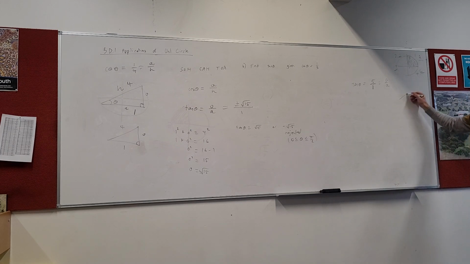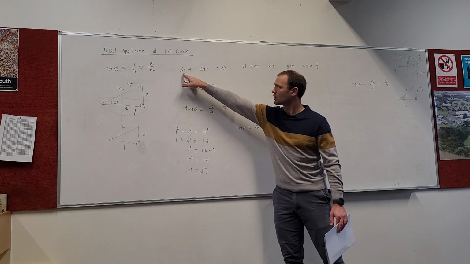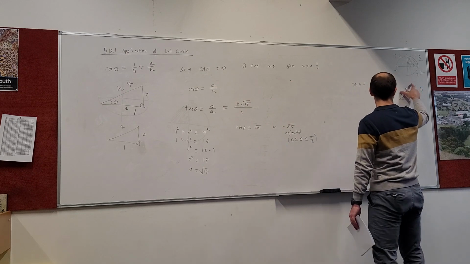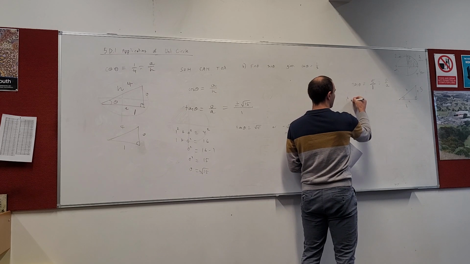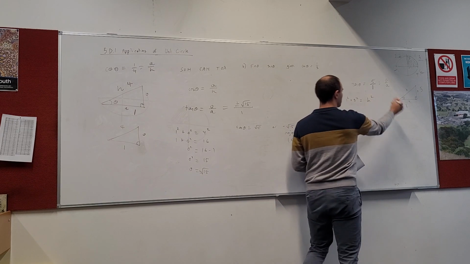Now I've said draw any right angle triangle. Okay, so here's theta, here's the right angle. Let's label it H, A, O. Tan is equal to O on top of A. If we want to find sine theta, it is O on H, cos theta is A on H. We need H. We need to find this hypotenuse, and so we're going to use Pythagoras' theorem again. We have 1 squared plus 5 squared equals H squared.